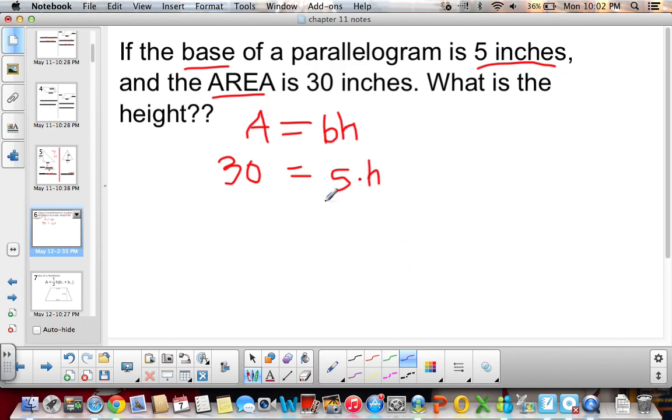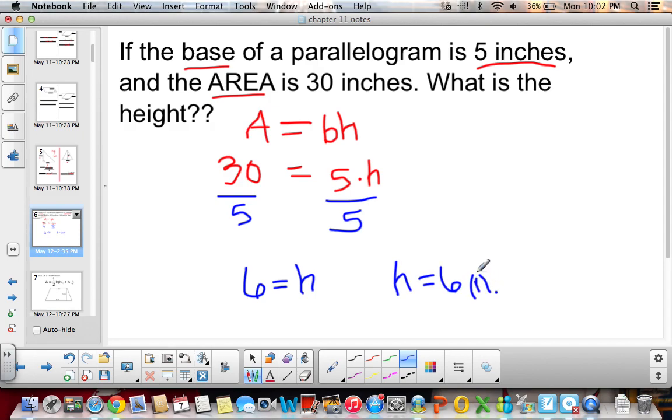We know that we can divide both sides by 5. 30 divided by 5 is 6. So 5 divided by 5 is 1, so it leaves h alone. 6 equals h. So the height then is h equals 6 inches. And we don't square it because this 30 inches should be squared actually. Our area is squared, and then our measurements for our base and height are not squared.